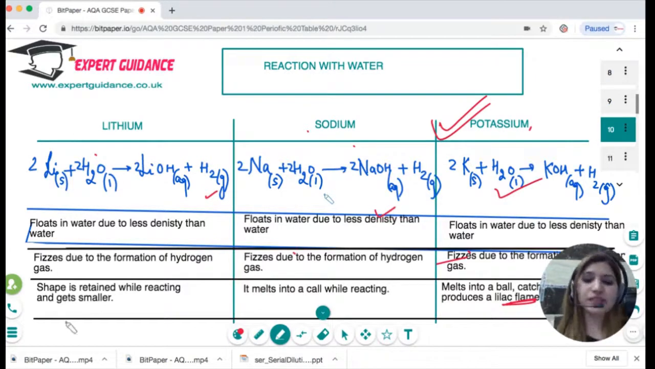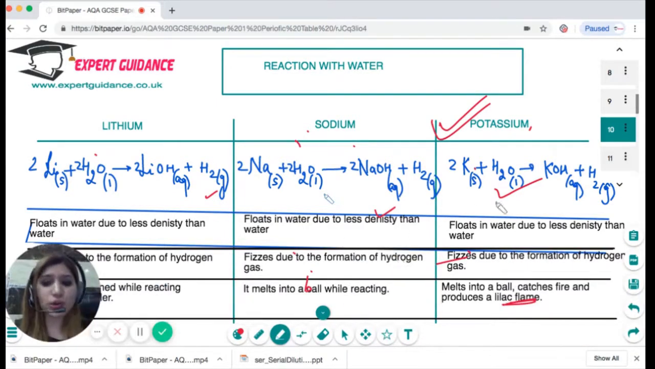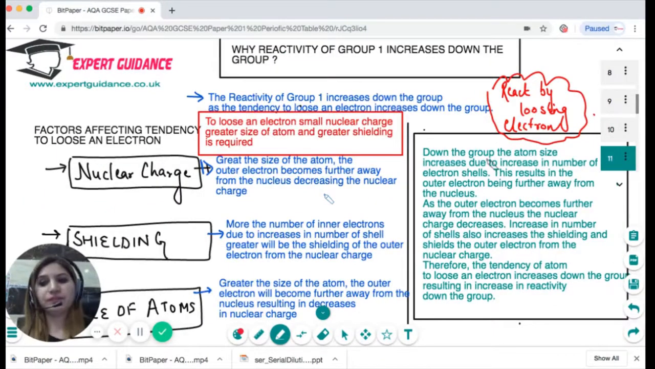Okay, all of the three will be producing fizzing because the hydrogen is being released. In lithium, since it is not that reactive, the shape is retained and it slowly gets smaller. Whereas in sodium, it melts into a ball while reacting. So it will get deformed earlier than lithium. And potassium, it quickly melts into a ball, catches fire, and produces a lilac flame. This observation can also tell you that the one that is reacting very explosively is one of the elements which is down the group.